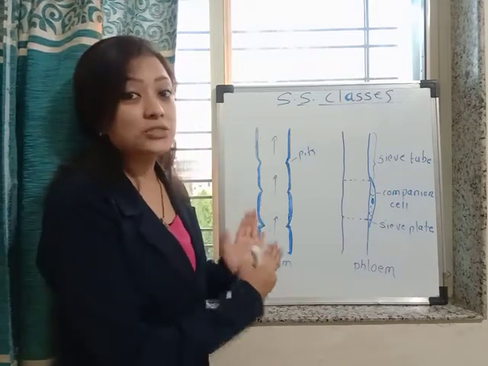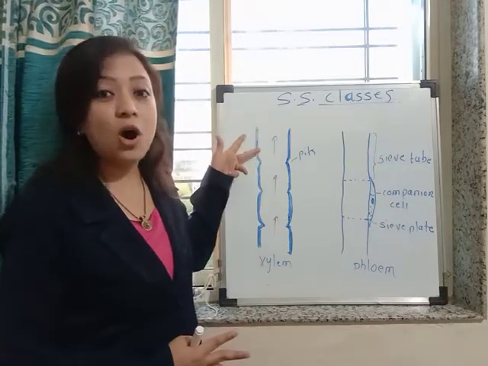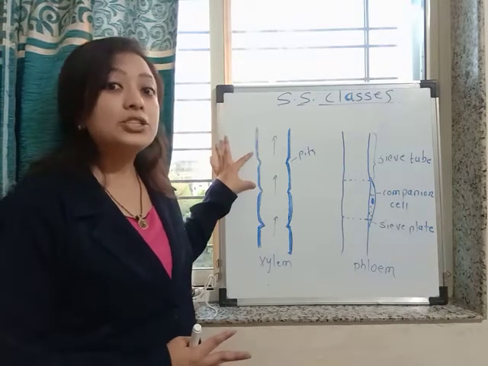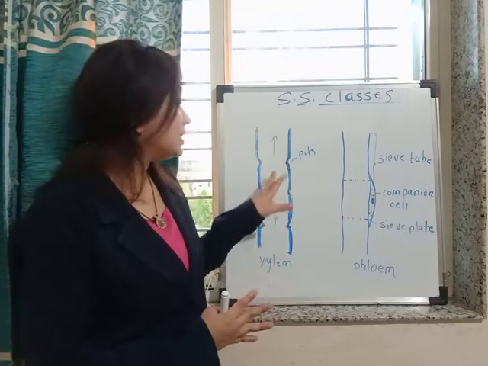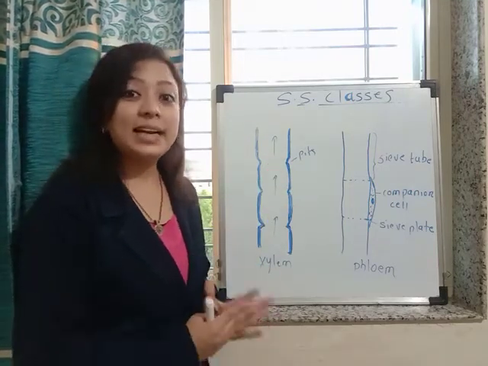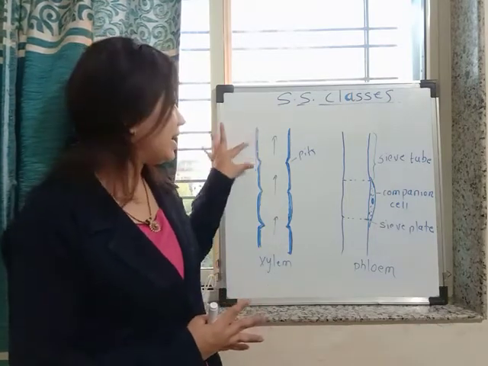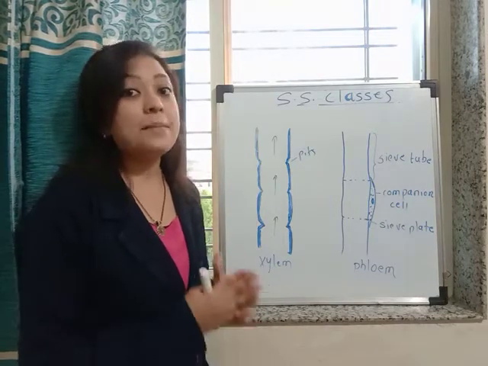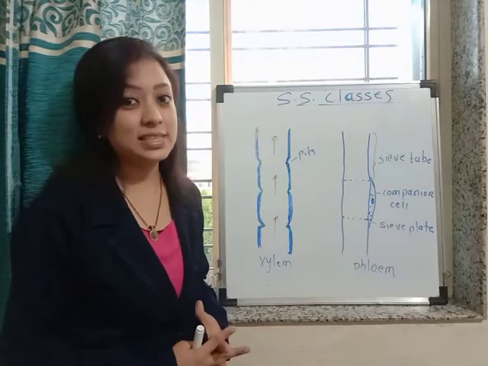So if you look at the structure of the xylem, you will come to know that it is made up of cells. This is one of the cells, this is another cell. During the development, during the maturation, the cell walls get digested. And as the cell walls get digested, a continuous tube is formed, in which each and every cell is connected end to end, and because of that it forms a continuous tube called xylem vessel.